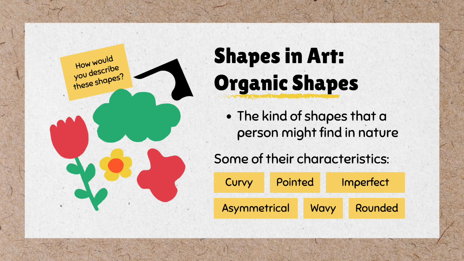Next is organic shapes, or also known as irregular shapes. Unlike geometric shapes, these shapes are imperfect and free-flowing. They are the kind of shapes that a person might find in nature like leaves, clouds, and flowers.